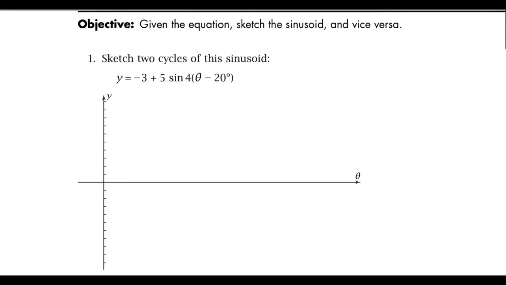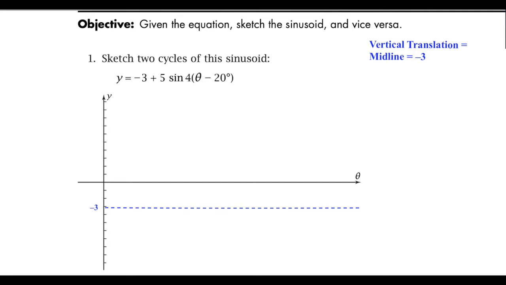So the first thing you want to do is take a look at the equation and figure out what the vertical translation is, or what the midline is. The vertical translation will tell you what the midline is, and the vertical translation is -3. So you can go ahead and draw a line where the midline is at -3, straight across.